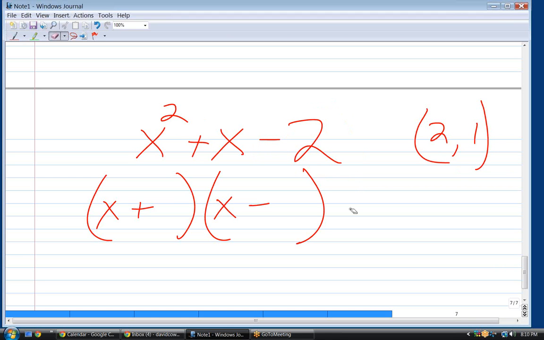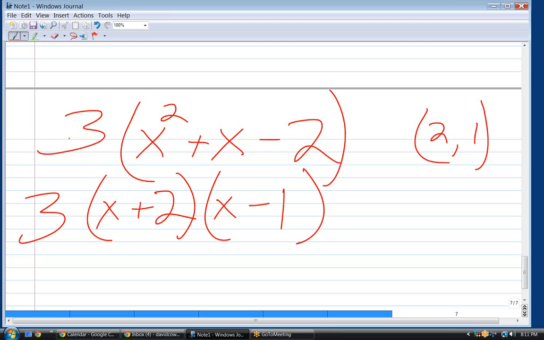Now, which goes with the plus sign and which goes with the negative sign? It'll be plus 2 and then minus 1. The bigger factor, 2 is bigger than 1, always goes with the sign of the middle term. So the 2 goes there, the 1 goes there, we're done. Now bring back the 3 that we had, and there's our answer. Okay. Right there.